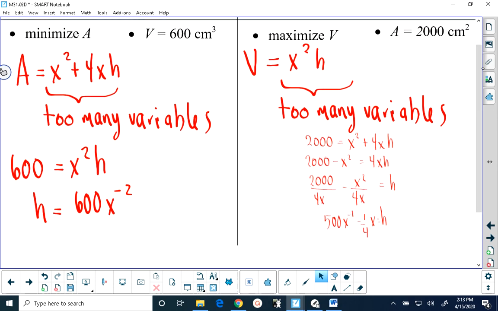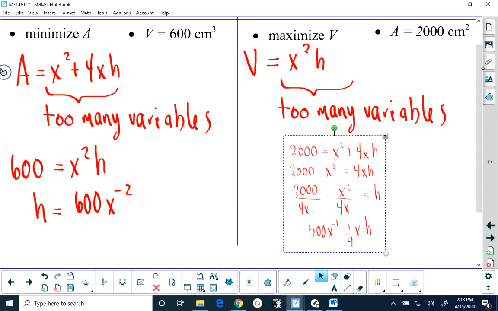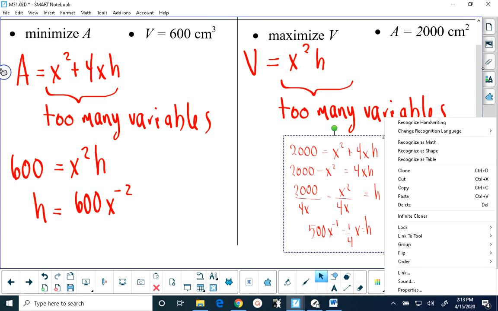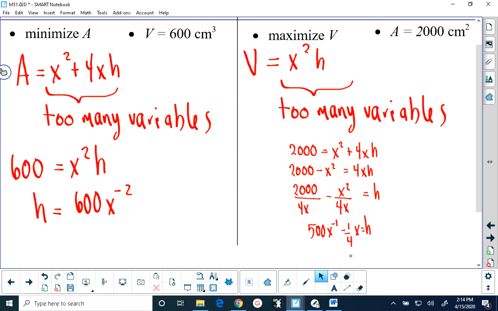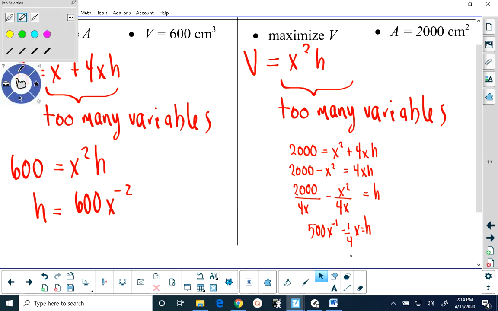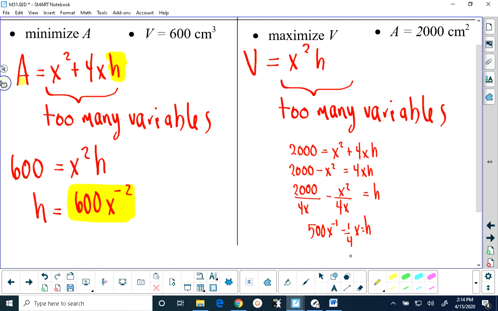So in problem 1, you are going to have to take A equals x squared plus 4xh and put in for h (600x to the negative 2). Then you're going to simplify the resulting equation, and then you'll be set up to find dA/dx and to find the critical value of x and use that to solve the problem.